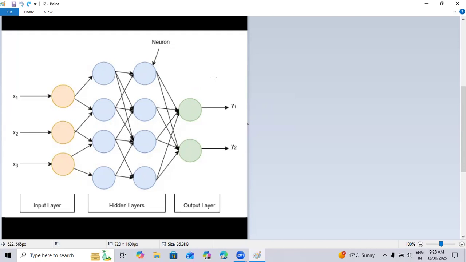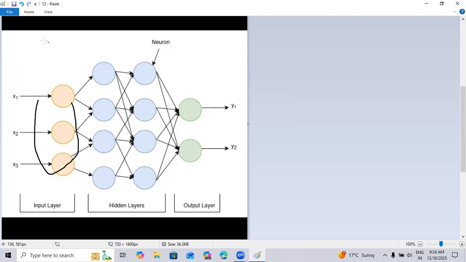Coming to the input layer, the input layer receives raw data. For example, pixels of an image are the input values. No learning happens in the input layer. It takes purely raw data. There is no trained data or mixed data. It is completely raw data.